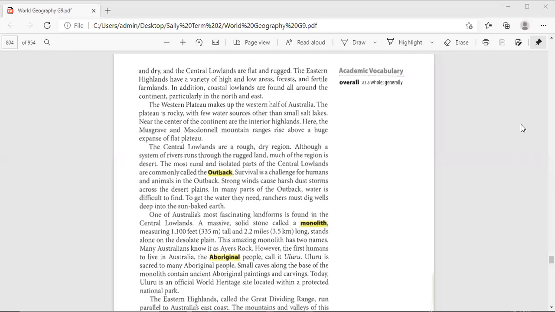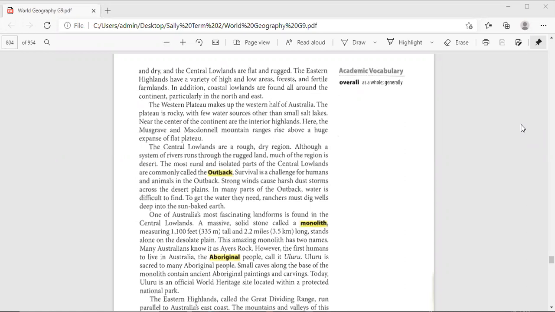Thank you. Muhammad Yasser, can you repeat them, please? Can you tell me about the landforms again? You said the McDonald Mountain ranges and also the Musgrave Mountain ranges. What else? We have the interior highlands in the middle, and we have a huge expanse of flat plateau. These are the main landforms there. Sorry, I got confused between the last lesson. No problem.